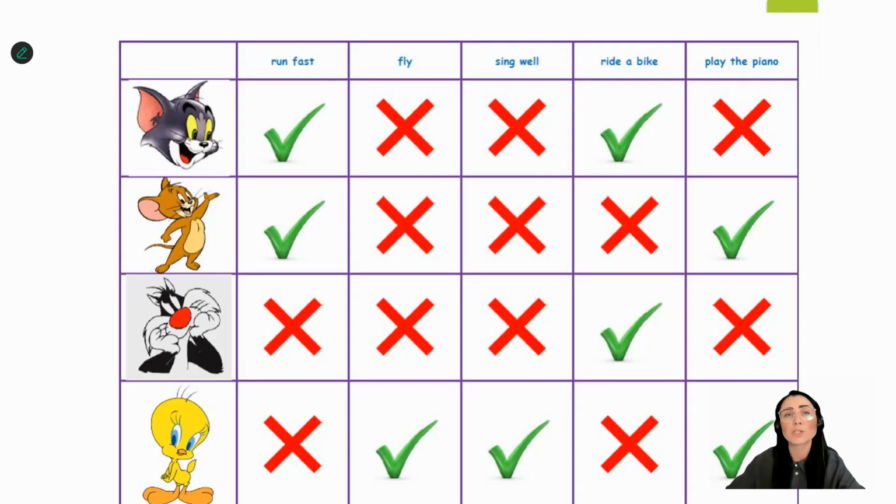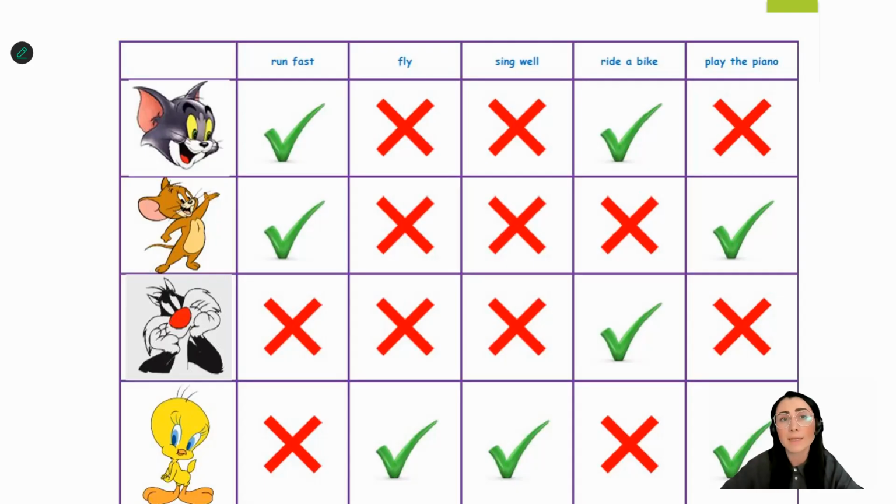For example, look at Tom. Run fast. Tom can run fast, but he cannot fly. He cannot sing well. He can ride a bike, and he can't play the piano. Using this chart, you can make as many sentences as you want. You can make questions and answers, positive or negative sentences.